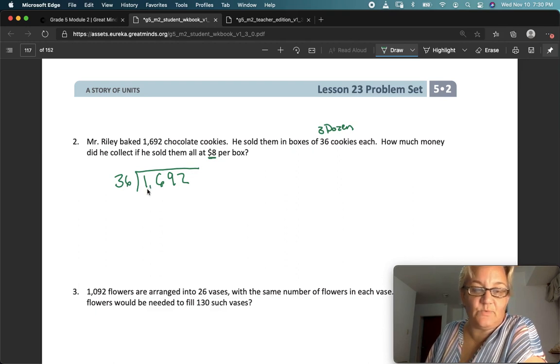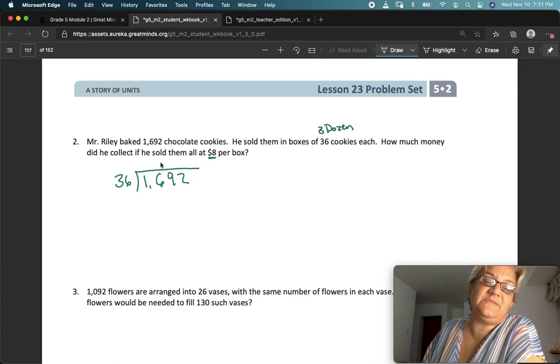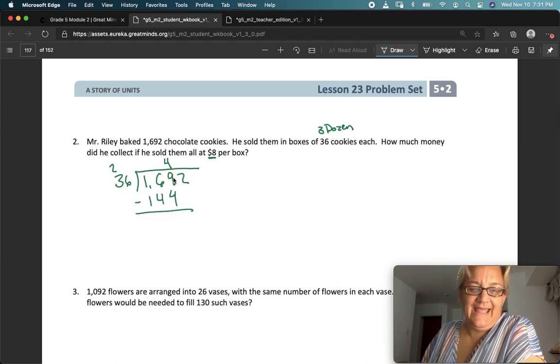Okay, 36 goes into 1 0 times. 36 goes into 16 0 times. 36 into 169. If I round up to 40, 40 times 4 would be 160. So let's try that. 4 times 6 is 24, carry the 2. 4 times 3 is 12, plus 2 is 14. And my leftover, my remainder, is 25, which is less than our divisor, so we're doing good. Then I bring down the 1 spot.